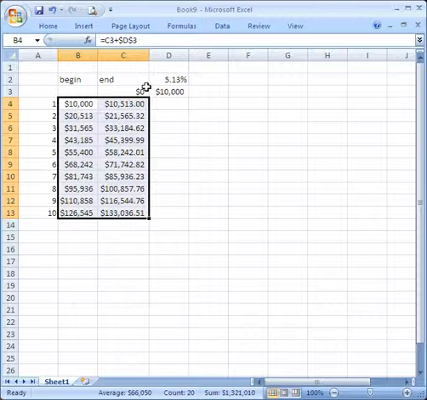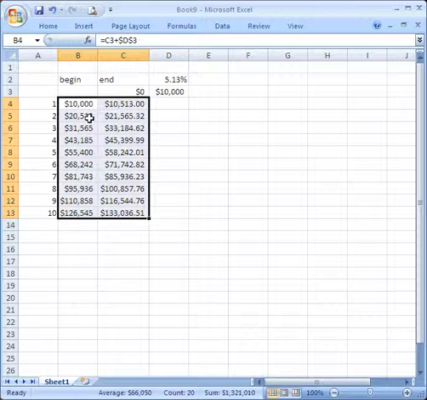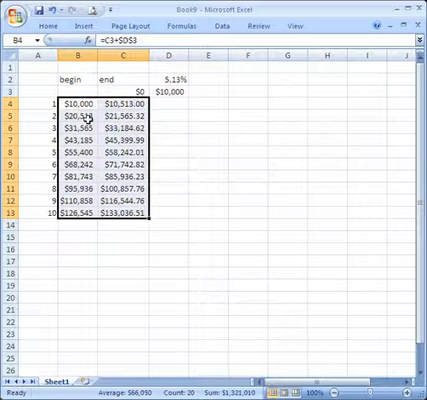We had 0, we invested $10,000, we got interest of $513. Then we put in another $10,000, bringing our balance to $20,513. We got interest on that, added another $10,000, and so on. At the end of the 10 years, our bank balance will be $133,036.51.